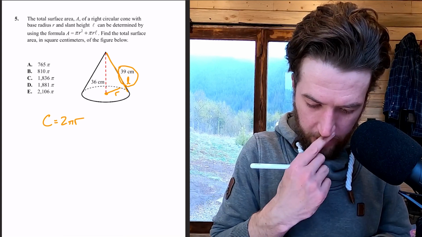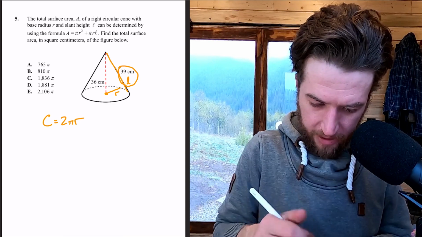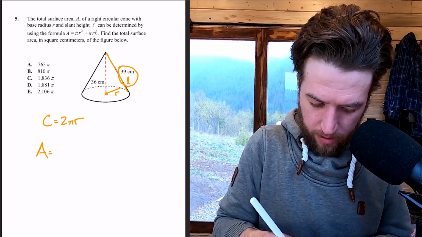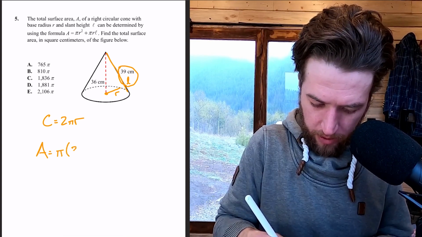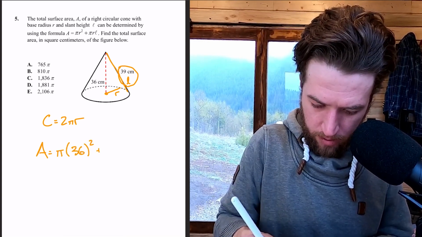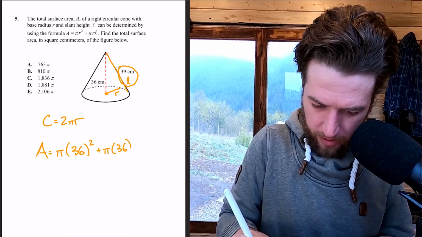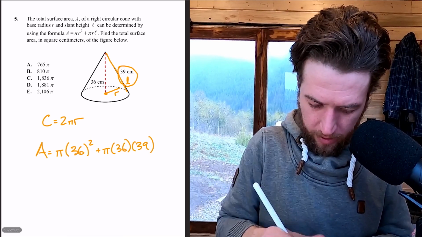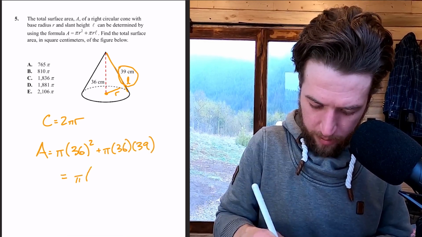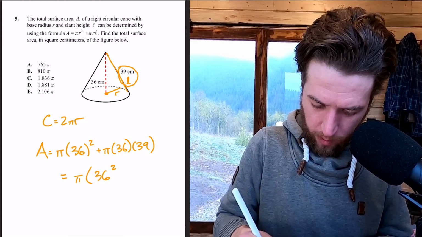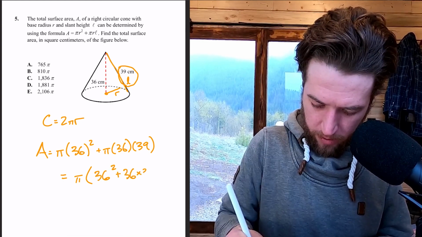Are they really saying that the radius is 36? Does that actually make sense? Let's just try it. Visually, that doesn't really make sense, but pi times 36 times 39. Okay, that's just going to be a big number. It's pi times 36 squared plus 36 times 39.